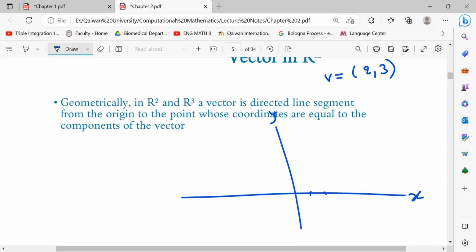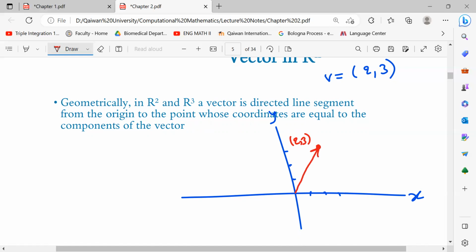First, what's 2 and 3? 2 on the x-axis and 3 on the y-axis. That's it. This is 2 and 3. To represent the vector geometrically, we start from the origin, from (0, 0), to that point. This is the geometrical representation of this vector.